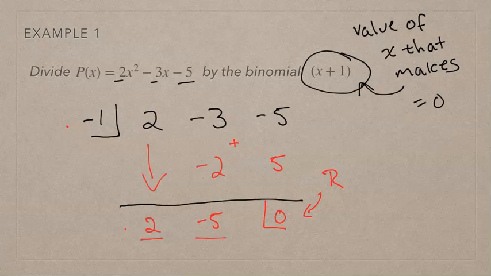Now, look at the original problem. We divided a quadratic by a linear. So if you take a quadratic and divide it by a linear, you should end up having a linear quotient. So that means that the degree of your quotient will be 1. So this is going to be 2x minus 5. All right, and with no remainder, then this is just your quotient right here. All right, let's look at another example.